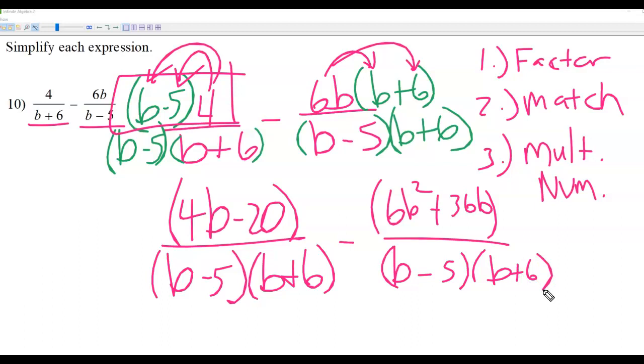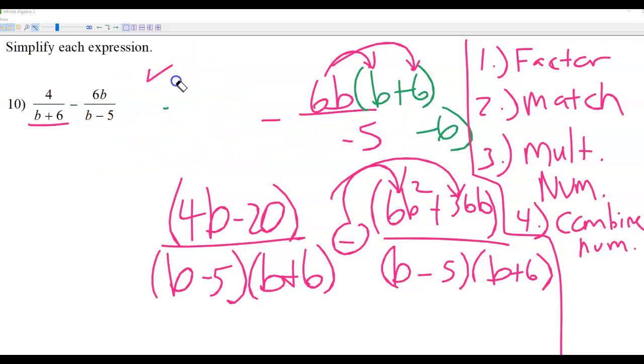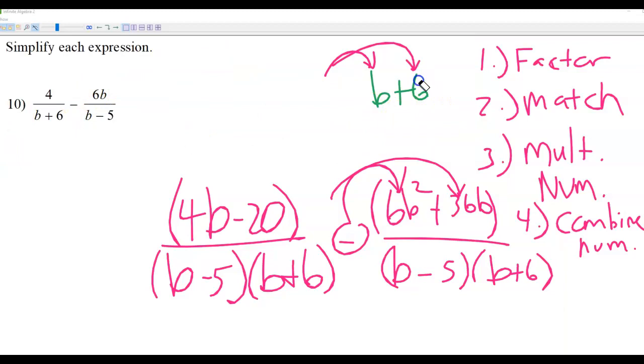Now what I'm going to do is combine them. So step 4 is to combine the numerators. Now in this case, since I have a subtraction sign here, I'm going to be distributing that into the top. I'm running a little bit out of space here, so let me make some space for myself. All right, so distributing that negative on the top and putting them together, we're going to have the following.